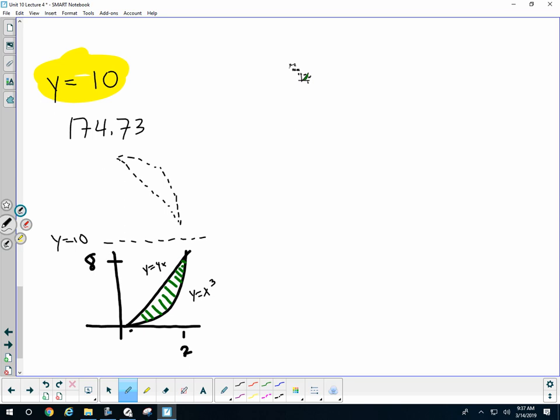Now, 0 to 2. Are those x values or y values? X. I need x's. X's, x's. Y's, y's.